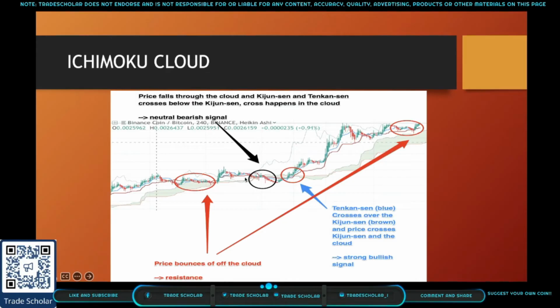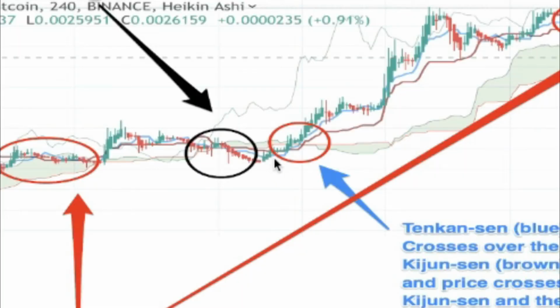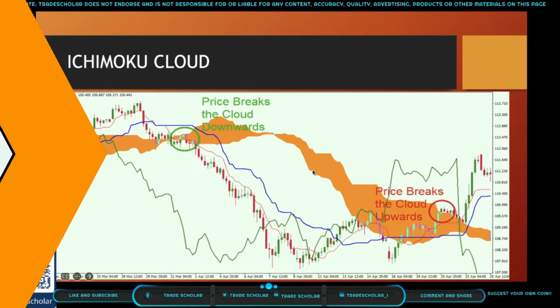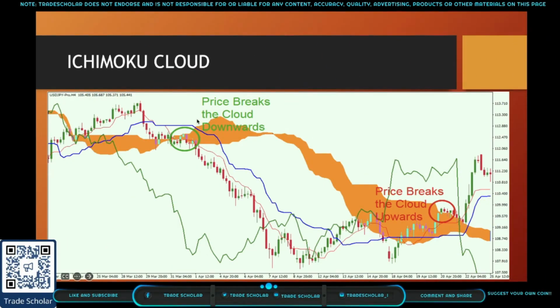Tenkan-sen blue crosses over the Kijun-sen. If the blue line crosses over the red line, the Kijun-sen, and price crosses the Kijun-sen and then the cloud, that's a strong bullish signal. So Tenkan crosses over and then price also crosses the cloud. That's bullish.